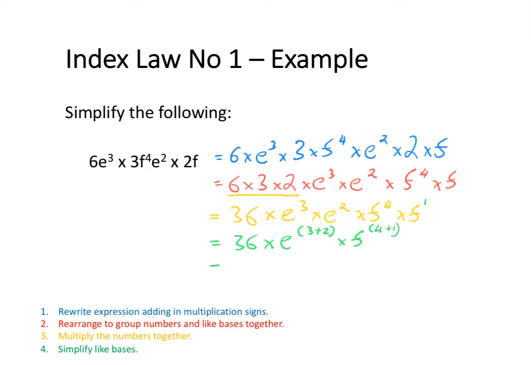So my final answer is going to equal 36 e to the power of 5, f to the power of 5. So I can simplify 6e to the power of 3 times 3f to the power of 4 times e to the power of 2 times 2f to equal 36 e to the power of 5 f to the power of 5.